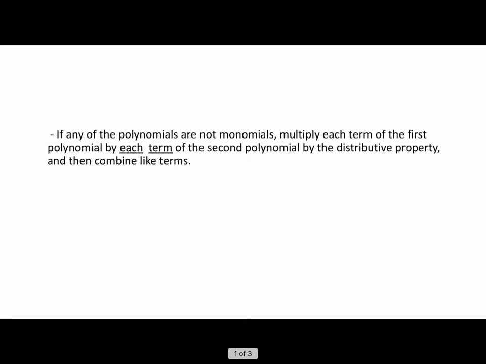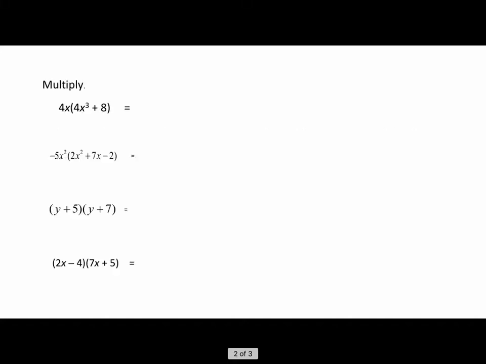If any of the polynomials that you're multiplying are not monomials, then you need to multiply each term of the first polynomial by each term of the second polynomial using the distributive property of multiplication, and then combine any like terms that you have. So our first example here, we're multiplying a monomial by a binomial. So we're going to multiply this monomial times each term of the binomial.